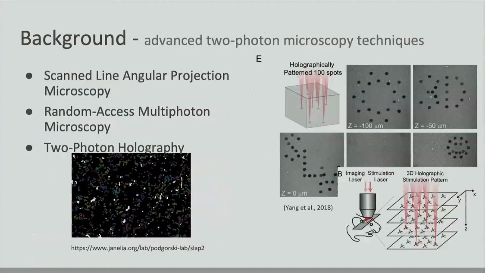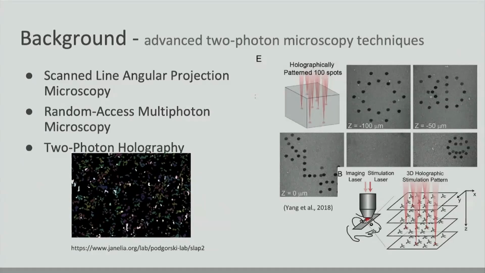Because this is a very slow process and neural activity is very fast, there are a lot of advances in two-photon microscopy designed to speed it up. These include techniques like scan-line angular projection microscopy, random access multiphoton microscopy, and two-photon holography. These techniques share a commonality: instead of sampling every single point in space with your laser beam, you use sample information to restrict where you excite your sample and then only image those areas of interest.